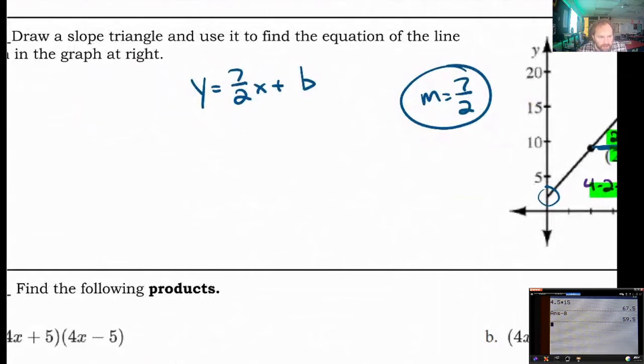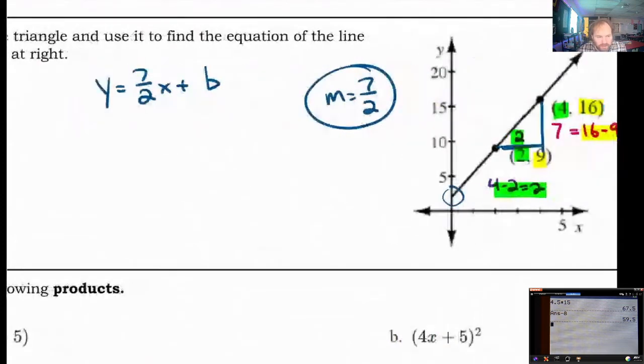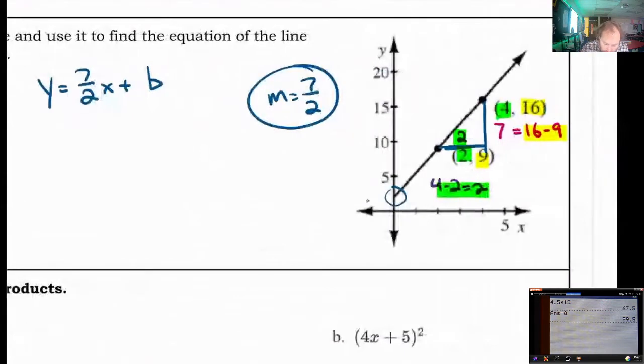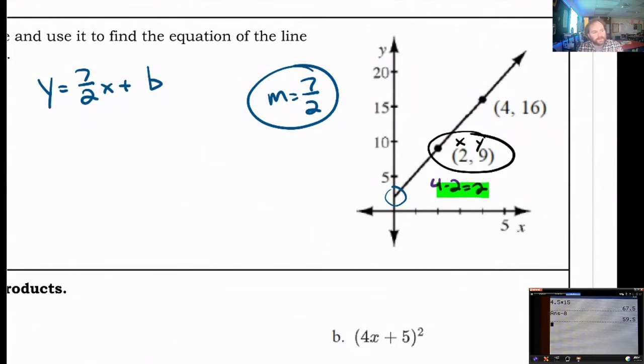There are a bunch of different ways to do what we're about to do. I'm going to show you my favorite way to do it. I'm just going to take the point 2,9, which I know to be on the graph. 2,9 is on the equation. So I'm going to plug in 2 for x and 9 for y, and then solve it for b. That's what I'm going to do. So I'm going to make y equal to 9.